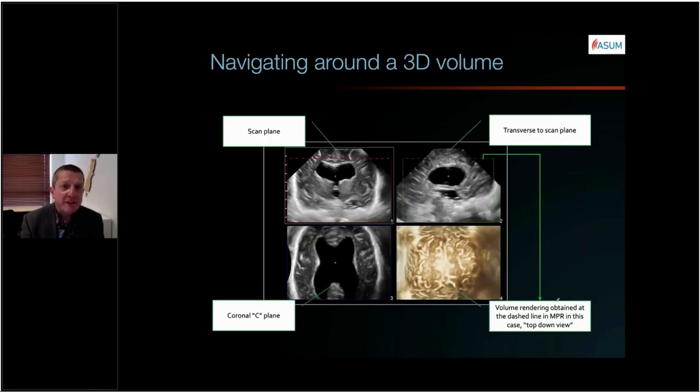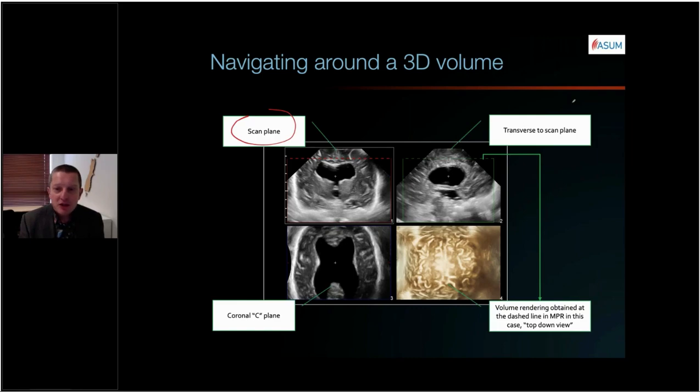Now, how do we even navigate around a 3D volume display? It's really not that difficult. So here is an example of a neonatal brain ultrasound with 3D. This is common to most ultrasound systems. The top left image is the scan plane image. That is the plane in which we have acquired the 3D volume.